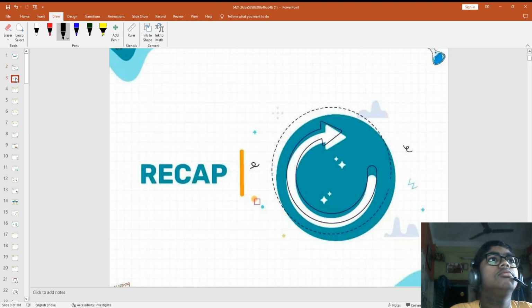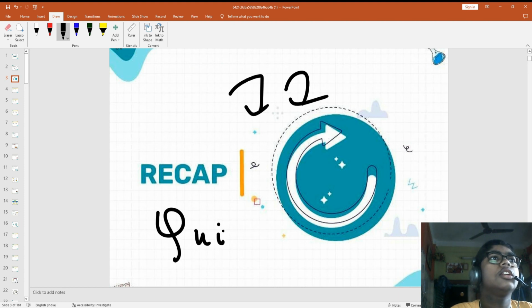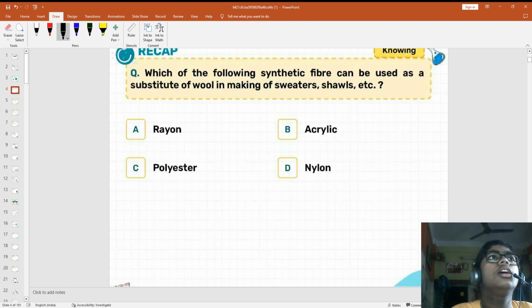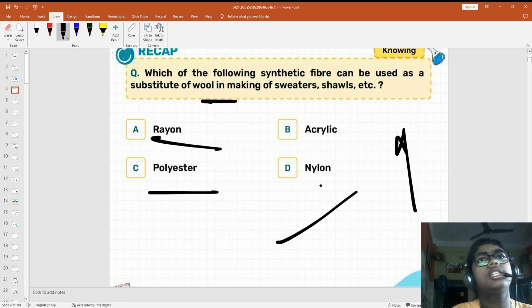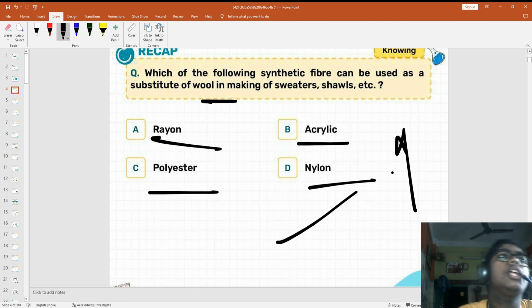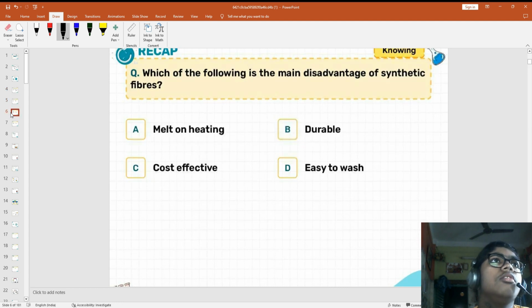Now let's do a recap quiz. What we have done. Which of the following synthetic fibers can be used as a substitute of wool? Rayon, polyester, nylon, acrylic. Answer will be acrylic. Chalo, next.